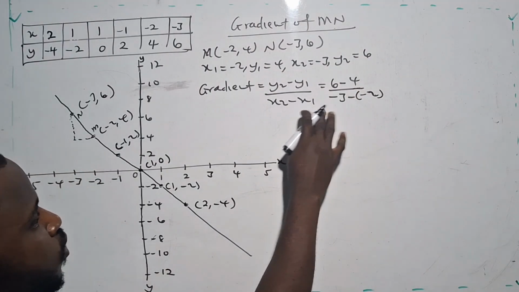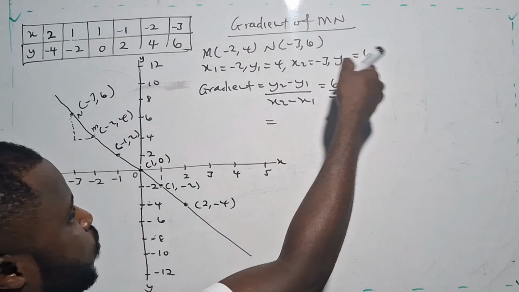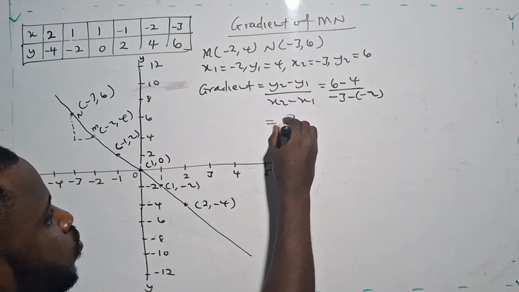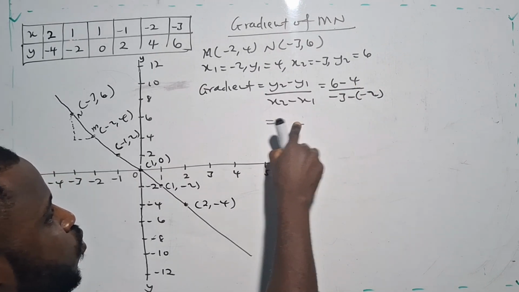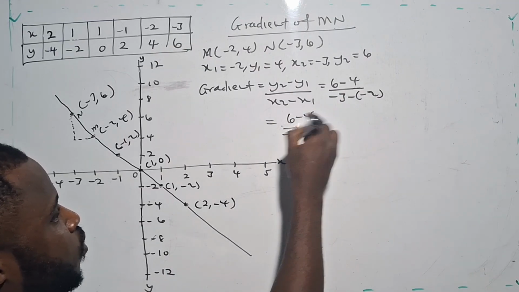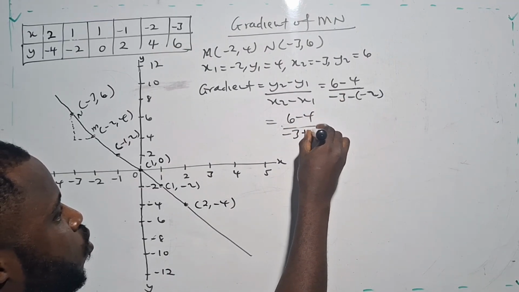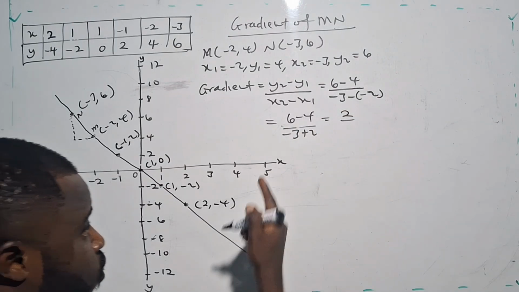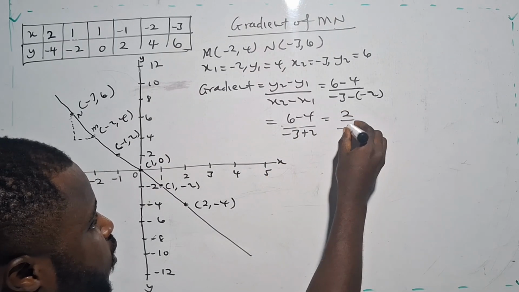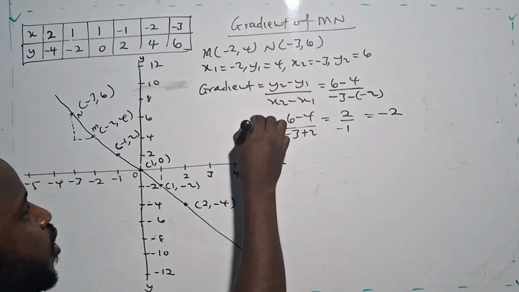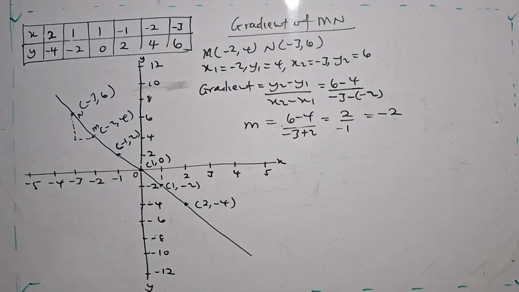So follow closely. So 6 minus 4 will give me 2. Then let me even repeat the top one because of the negative down. So this will give me plus 2. So this one will give me 2 over negative 3 plus 2. So negative 3 plus 2 will be negative 1, which will give me negative 2. So the gradient, yes, has given me negative 2.